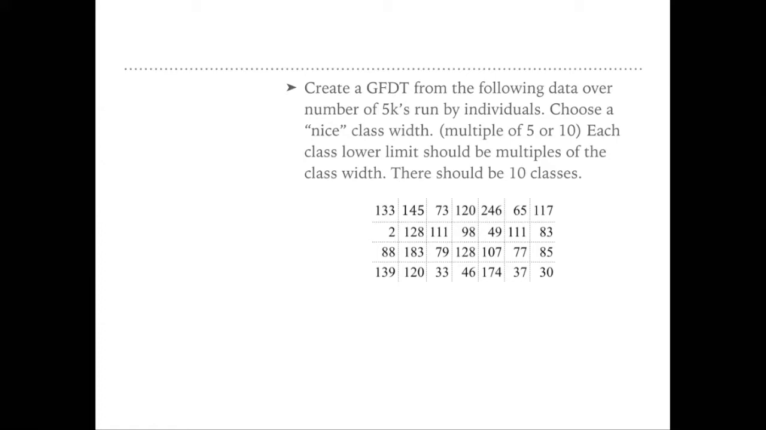So the first thing here that we're going to do is go ahead and find the range. The range is your maximum data value minus your minimum data value. So we're going to do 246 minus 2. That gives us 244. And then to find our width, we're going to divide by the number of classes that we desire. We desire to have 10 classes. So we'll do 244 divided by 10. That gives us 24.4. And we'll round that on up to 25. So now we have our class width.